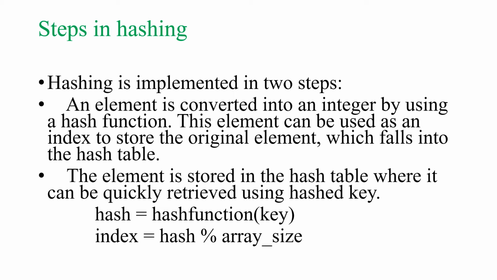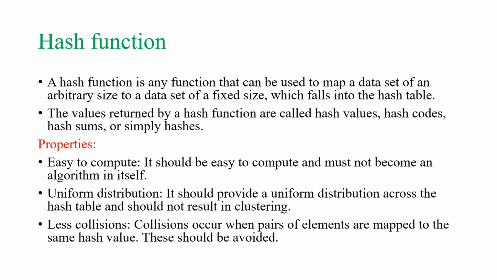Now we are going to discuss the steps in hashing. Hashing is implemented in two steps. An element is converted into an integer by using a hash function. That is, each key value is converted into the corresponding hash value by using the hash function. This value can be used as an index to store the original element in a hash table, where it can be quickly retrieved by using the hashed key. That is, hash value equals hash function of key, and index equals hash modulo array size.